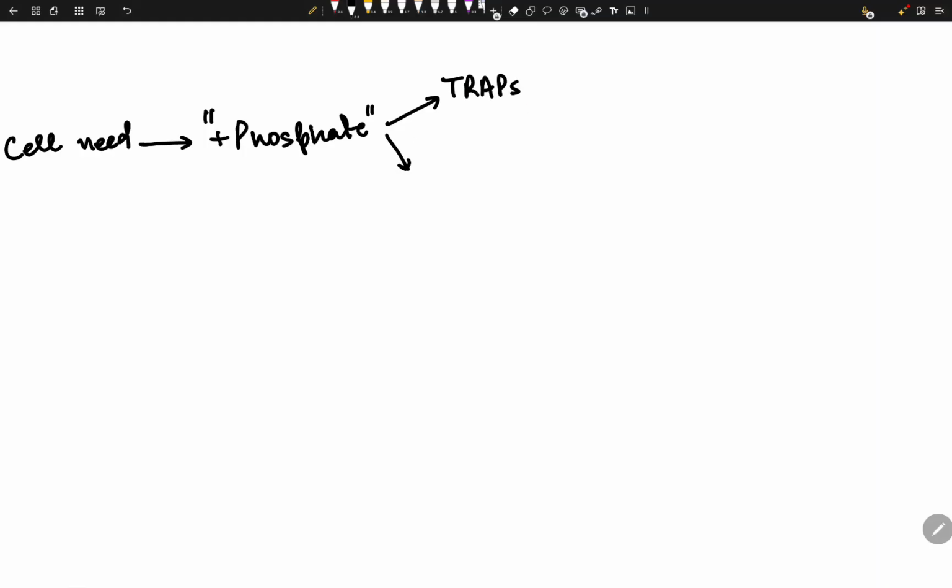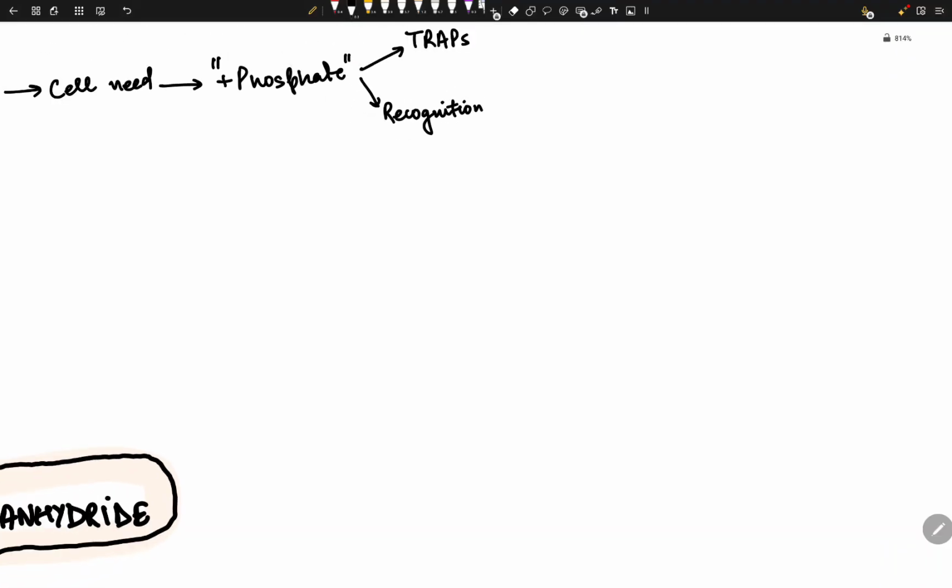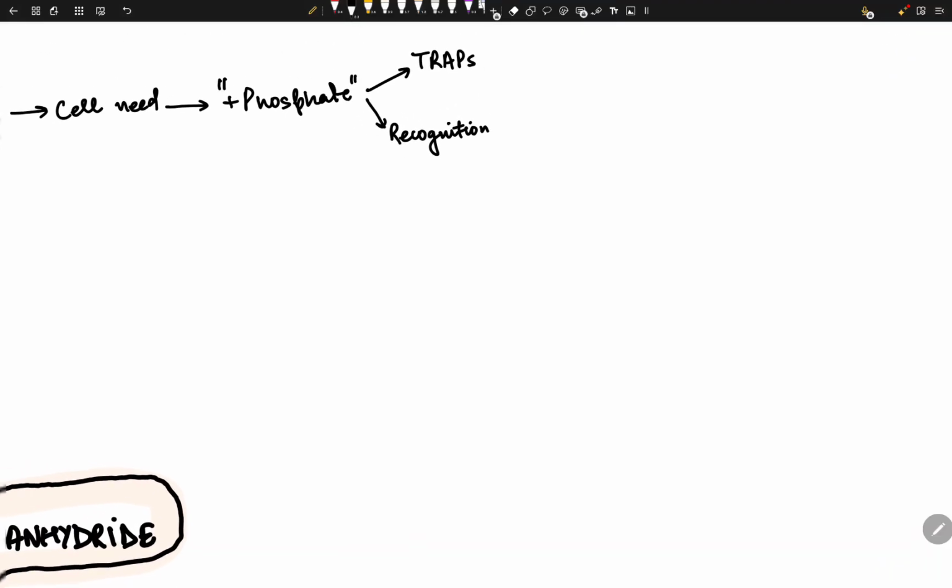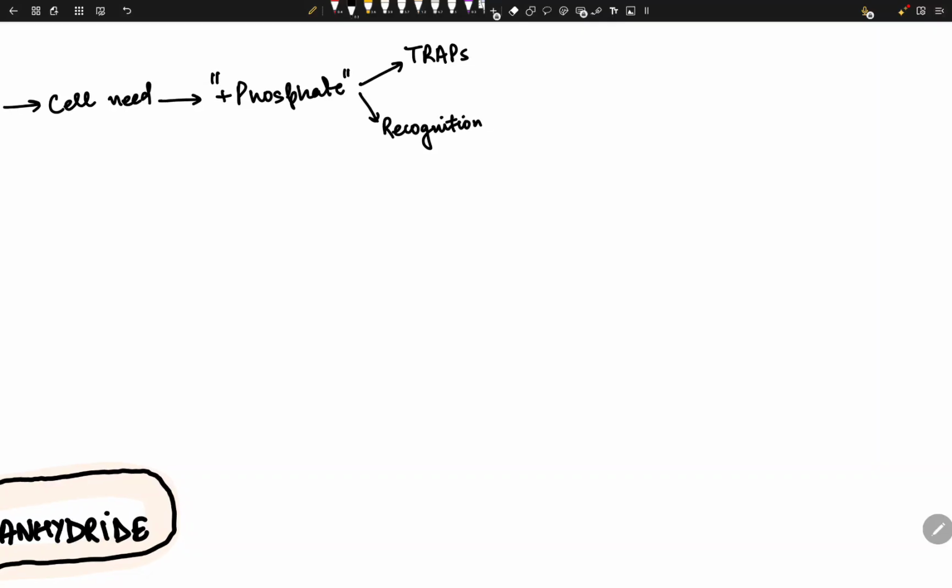Second, what it does is it creates a recognition site. The cell can now recognize, the enzymes can now recognize. Think of phosphate as putting a handle on a suitcase. Now the enzyme can actually grab it, okay? So that's the thing. Now, why doesn't the glucose leave the cell immediately, right?